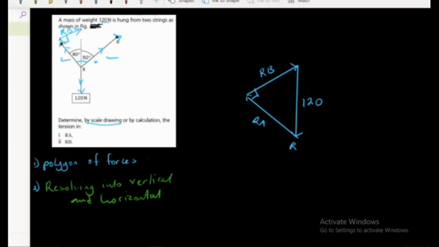So the first thing you need to remember in resolving in polygon of forces is that all the arrow ends must join from head to tail when the system is in equilibrium. For a system in equilibrium, all the arrow ends connect from head to tail. As you can see, all the arrow ends connect from head to tail. Then now we can resolve our triangle.